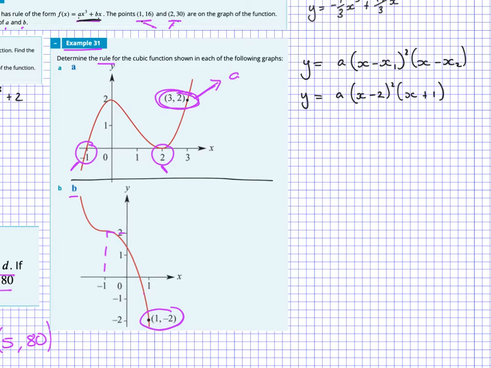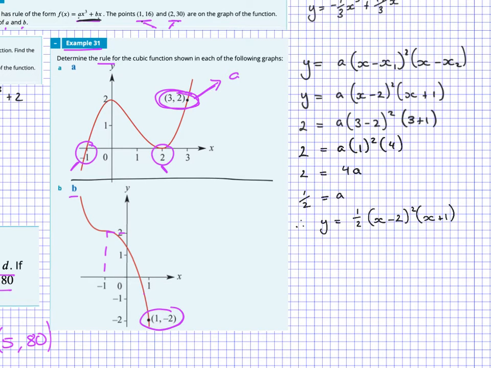Then I'm going to sub in the final point that I've been told also, which is going to be 3: (3 - 2) squared (3 + 1). So from here I just simplify. 1 squared times 4. 2 equals 4a. So then divide by 4, end up with a half equals a. So then, therefore, y equals a half (x - 2) squared (x + 1).